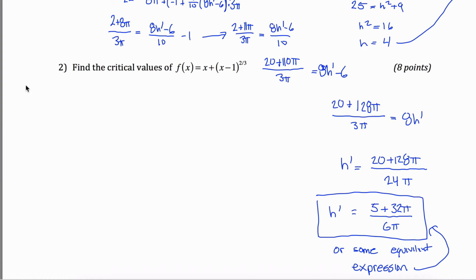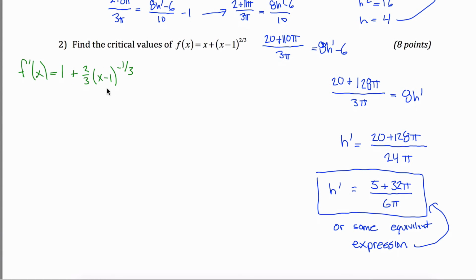To find the critical values, you have to find the first derivative. So f prime of x. To find the first derivative of this function, I recognize that it's a sum of two parts. So I take the derivative of the first part and get a 1 here. Take the derivative of the second part and get 2/3 times (x minus 1) to the negative 1/3. So this is my derivative. And then I guess times the derivative of the inside stuff here, which is just a 1.